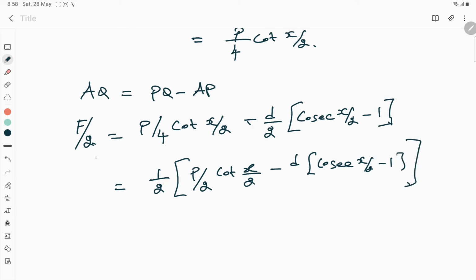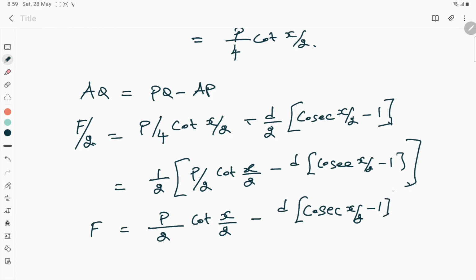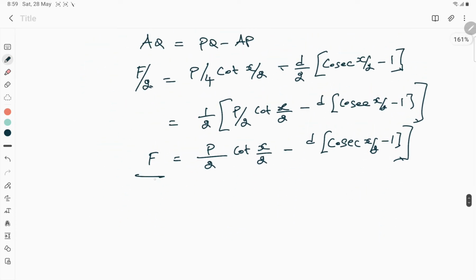Okay, so this 1 by 2 will get cancelled, so F will become P by 2 cot x by 2 minus d cosecant x by 2 minus 1. So in this relation we have found out what AQ is, which is nothing but F by 2, and we have found out F. From that we can easily substitute the F by 2 value. P is nothing but the pitch, and x by 2 you know as the thread angle. So with this relation we can easily find out the effective diameter.